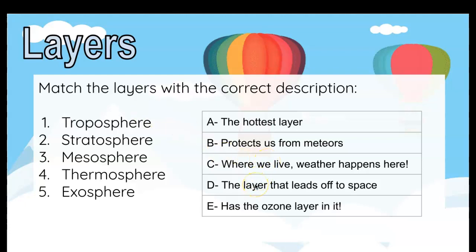The next answer choice is D. This is the layer that leads off into space. This is going to be your outermost layer. Remember the prefix exo means outer, like an exoskeleton of a bug. It's the outer barrier of the bug. So the exosphere is the outermost layer that goes off into space. So number 5 is D. And the last option, E, has the ozone layer in it. That is your stratosphere, the second layer of the atmosphere, the layer that houses the ozone layer.